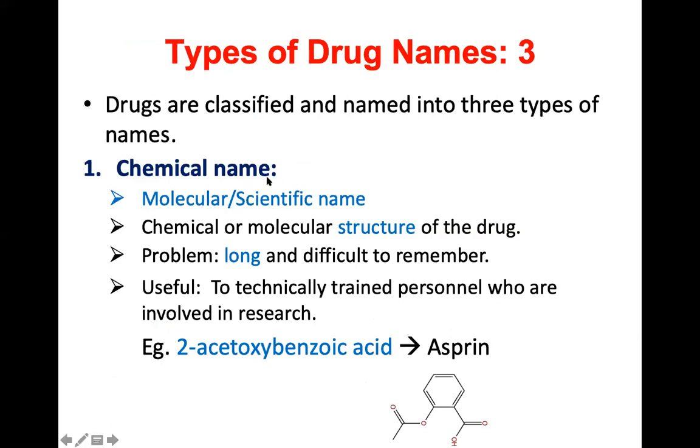One is the chemical name, another is the generic name, and another is the company name or the trade name. So the first is the chemical name. Chemical name means the molecular or the scientific name, and it is based on the chemical structure of the drug. The problem with this nomenclature of a drug is that it is too long and difficult to remember, but it is useful for technically trained persons. Aspirin is named as 2-acetoxybenzoic acid. So this is the chemical name of aspirin.